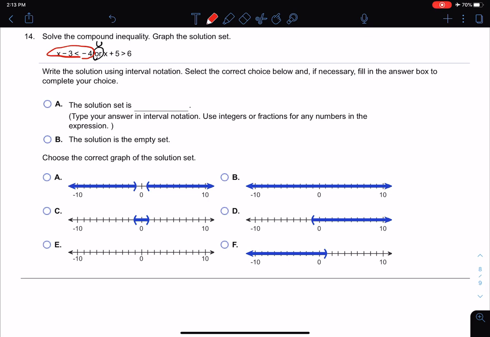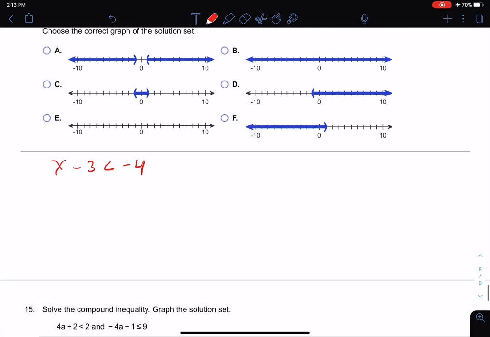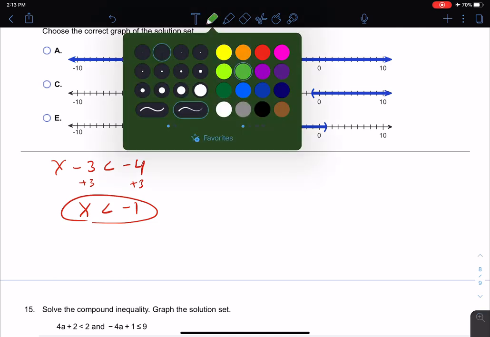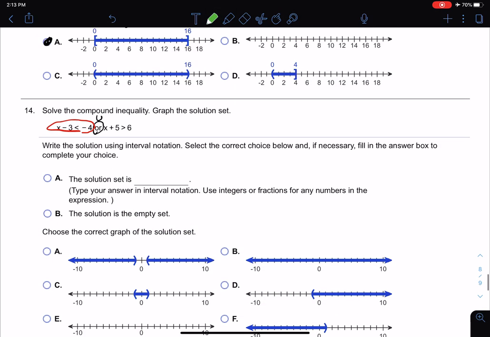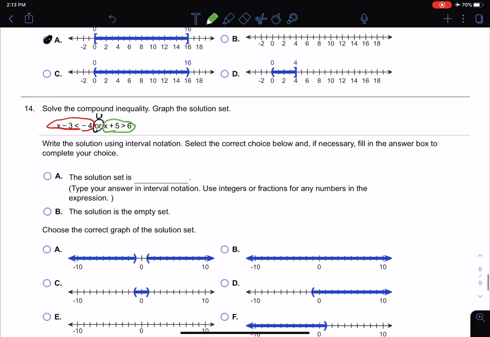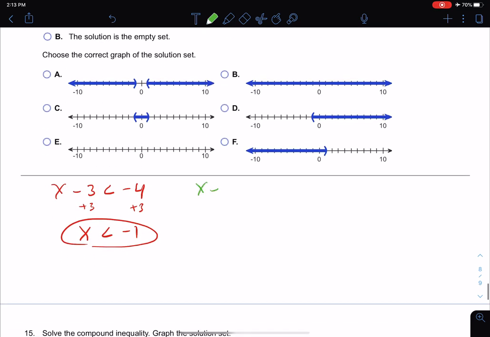But anyways, there's the inequality in red, which is x minus 3 is less than negative 4. I need to solve that by adding 3 to both sides. x is less than negative 1. I'm going to circle that. Let's take a look at the other inequality, which says x plus 5 is greater than 6. I subtract 5 on both sides, and I get x is greater than 1.